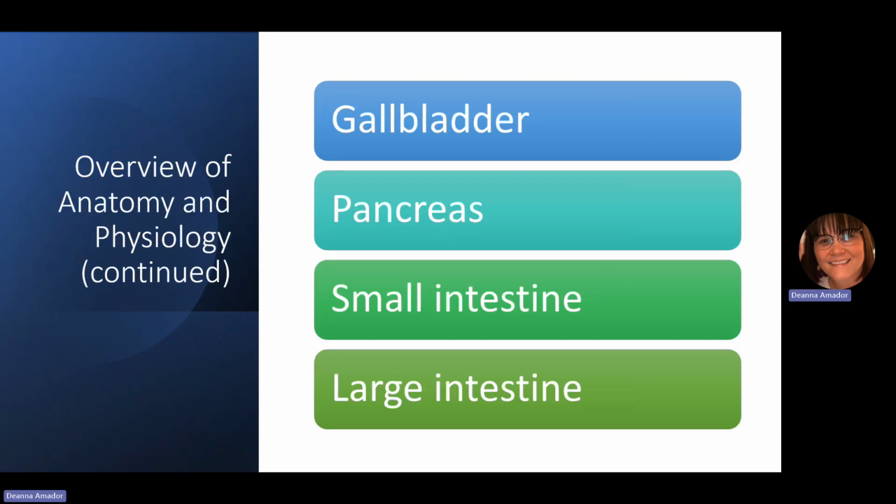Onward, continuing with your gastrointestinal system here. We have your gallbladder, pancreas, small intestine, and large intestine. Your speaker notes talk about what those organs do. It's review for you.